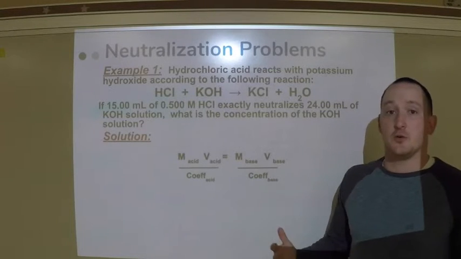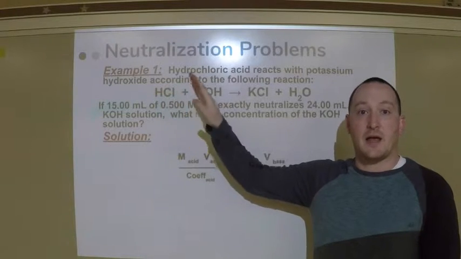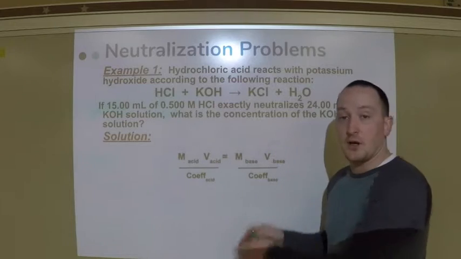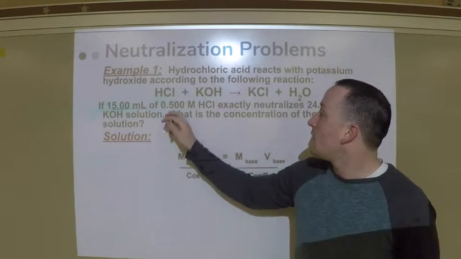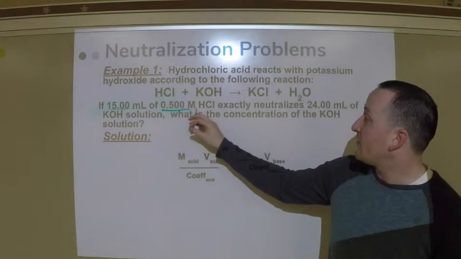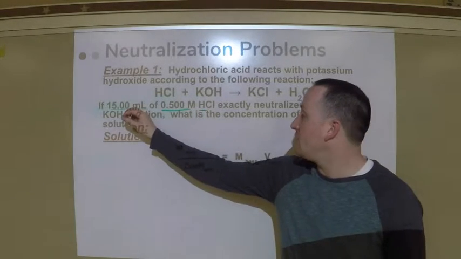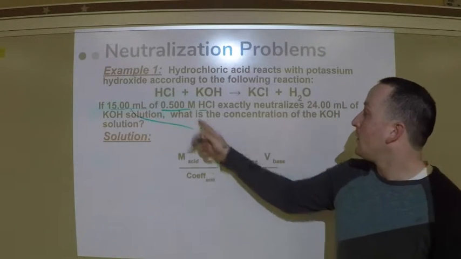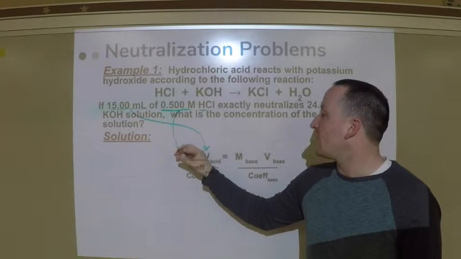So here's all that I do. I look at my problem and I find the molarity of my acid, the molarity of my base, the volume of my acid, the volume of my base, and plug in my values. Notice here it says I have 15 milliliters of 0.5 molar HCl. I know that HCl is my acid because it starts with H. So I'm going to take this 15 milliliters. It is a volume, so I'm going to plug it in there for volume of acid. This 0.5 molar HCl, that's the molarity of my acid, so I'm going to plug that in right there.